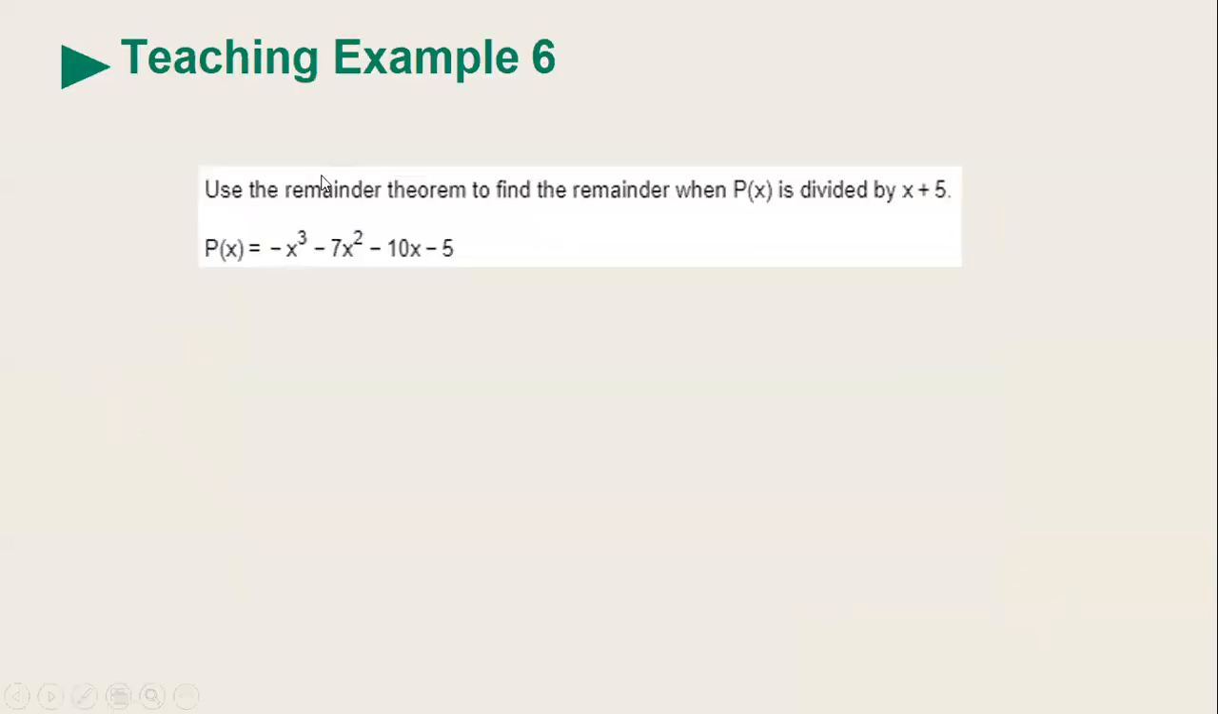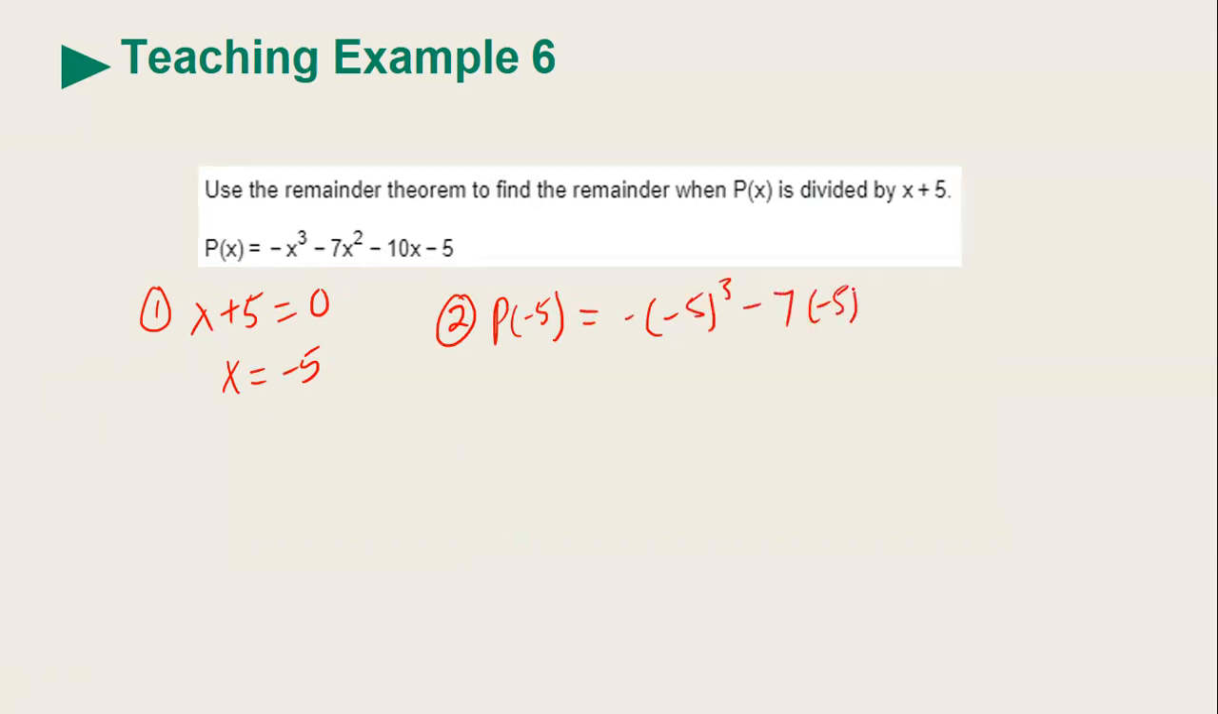So let's look here. It says, use the remainder theorem to find the remainder when p of x is divided by x plus 5. So if I have x plus 5, the first thing I'm going to do is take x plus 5 and set it equal to 0. So therefore, we're looking for x equals negative 5. Step 2, I'm going to find p of negative 5. I'm going to substitute in negative 5 everywhere that there is an x.